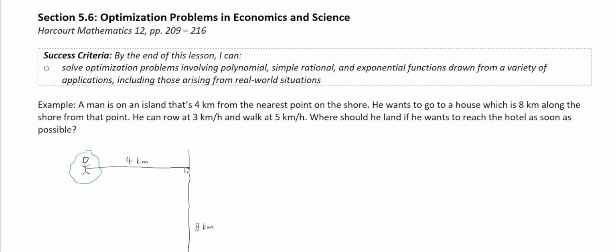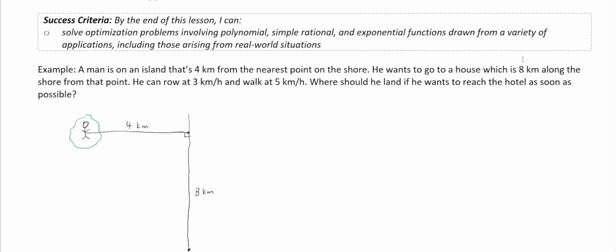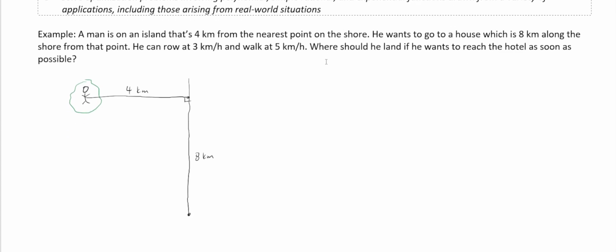The nearest point on shore will be the distance that is perpendicular to the shore. He wants to go to a house which is 8 kilometers along the shore from that point. So we go over here and the house is right here, 8 kilometers from that point on shore. He can row at 3 kilometers per hour and walk at 5 kilometers per hour. Where should he land if he wants to reach the hotel as soon as possible?